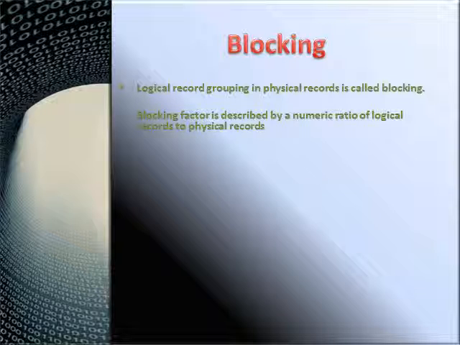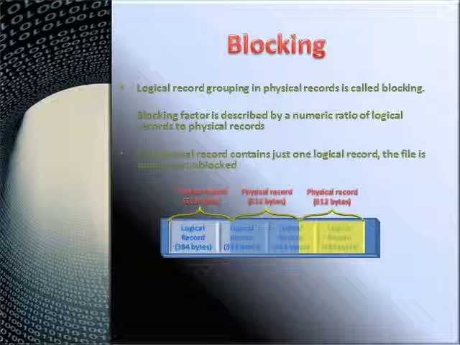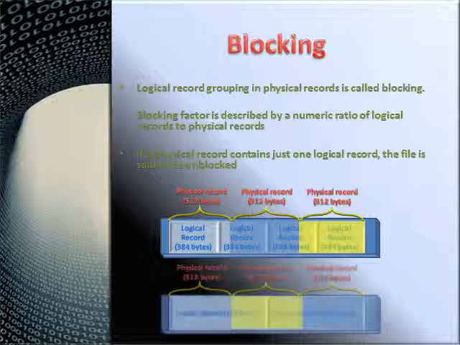Blocking. Logical record grouping in physical records is called blocking. Blocking factor is described by a numeric ratio of logical records to physical records. If a physical record contains just one logical record, the file is said to be unblocked. If you look below, these are descriptions of blocking.